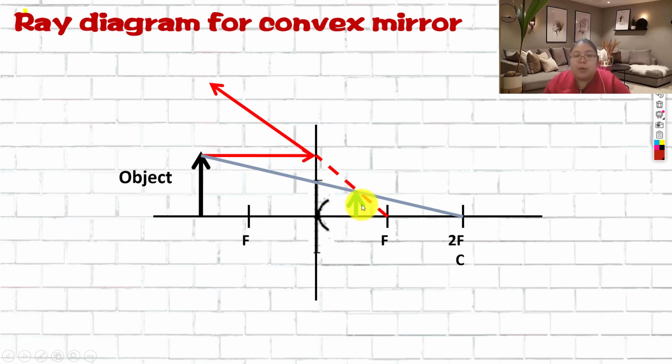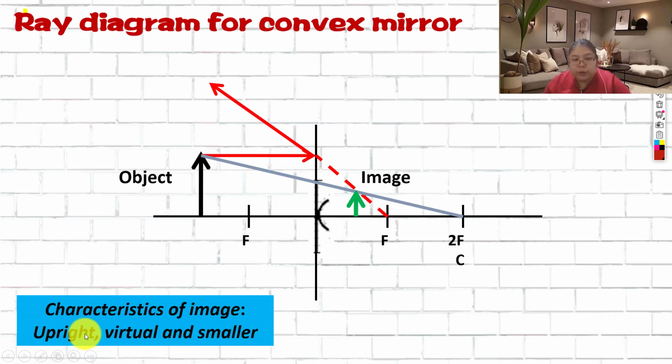Now we compare the characteristics. This one is bigger, this one becomes smaller, so it becomes diminished. The arrow goes upwards, and this arrow also goes upwards, so we say it is upright. And the last one, real or virtual. Can you see this is a horizontal line? The image is above the horizontal line, located at part 2, so this is a virtual image. So we write the characteristic: upright, virtual, and smaller. You can say this about this image.